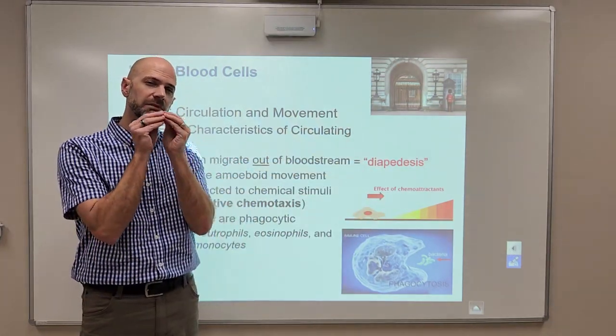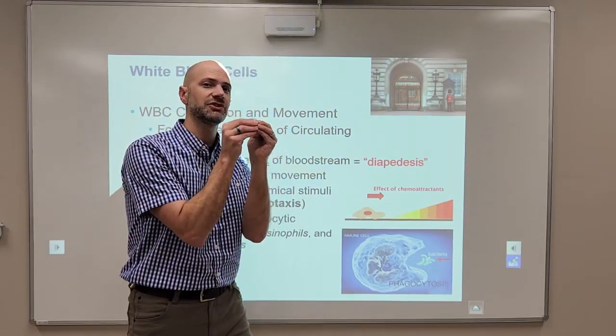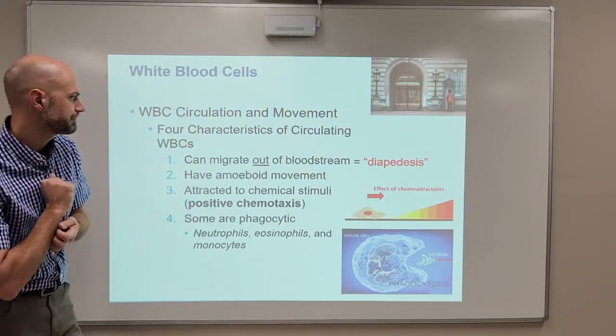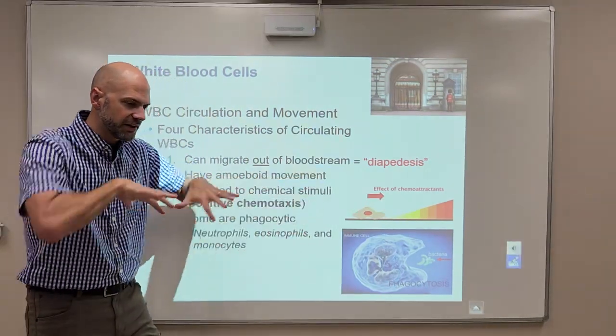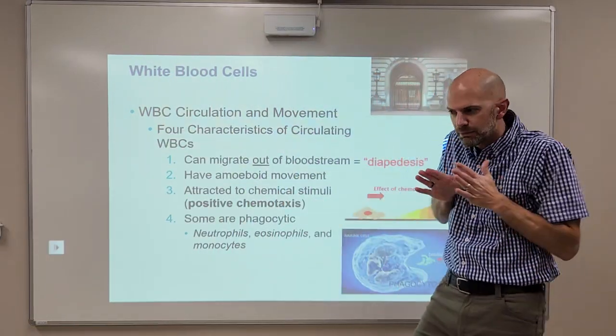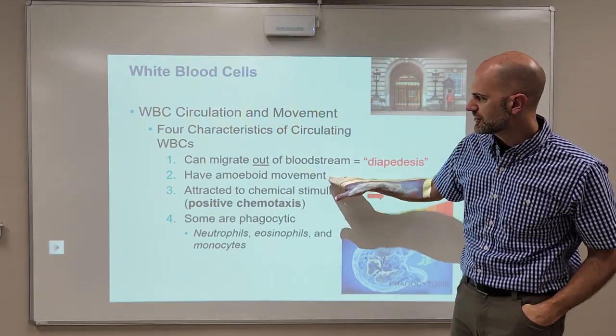It's the ability of a white blood cell to float around in the bloodstream and say, hey, I would like to get out of the bloodstream, I'm going to hop into the tissue. White blood cells can do that. Second, they have amoeboid movement. They kind of blob around and can make their way through tissue. They can push their way through the extracellular space and through tissue.